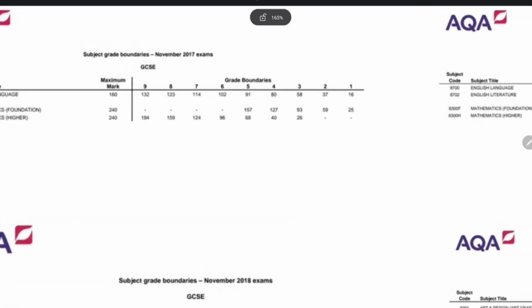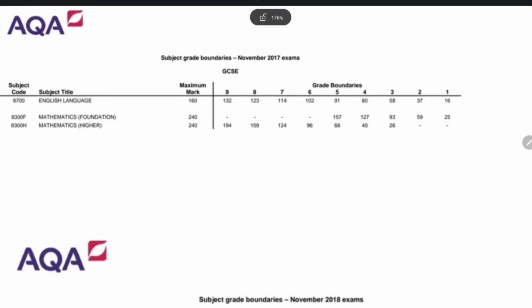So starting off with November 2017, for English language, for language paper 1 and paper 2 combined, remember it's marked out of 160. So for a grade 9, you needed 132. For a grade 8, 123. Grade 7, 114. Grade 6, 102. Grade 5, 91. And grade 4, 80.